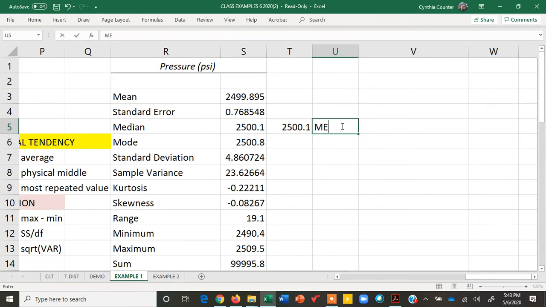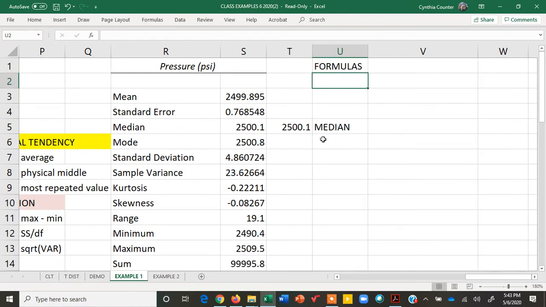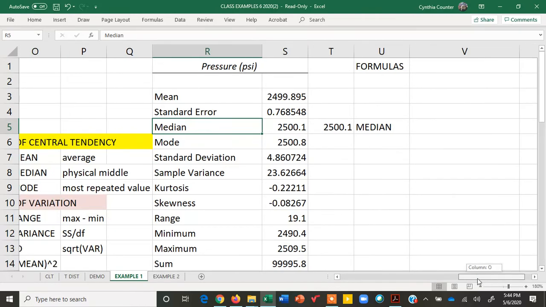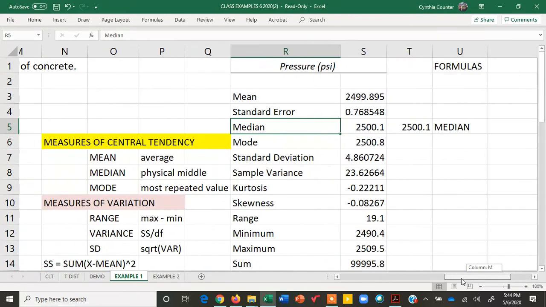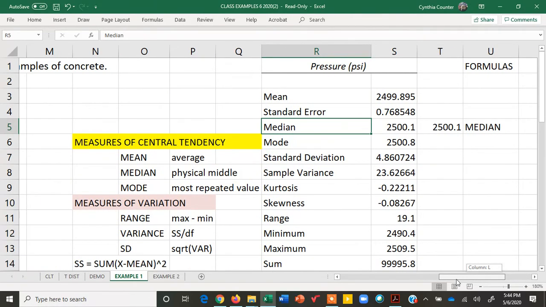I'll write this on the side to remind you that here's a formula, and up here I will write formulas. So we are listing the individual formulas you could use if you just wanted to find some values individually and not have the entire output. So the middle that we usually think of is called the median because that's the physical middle.